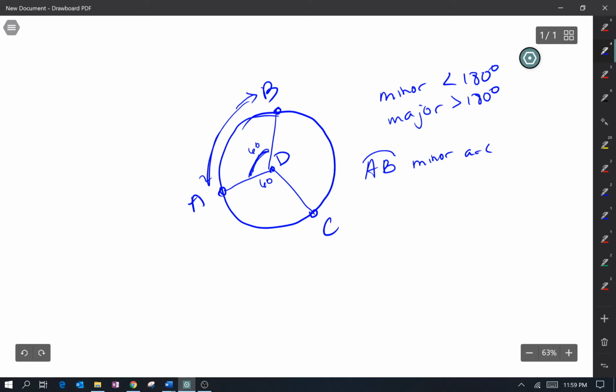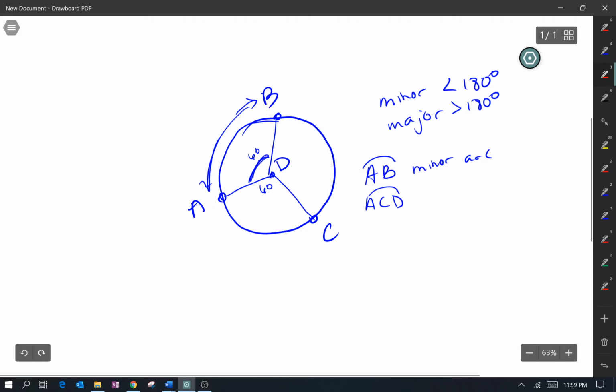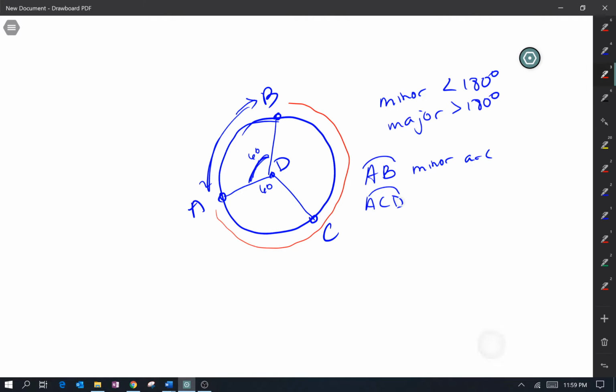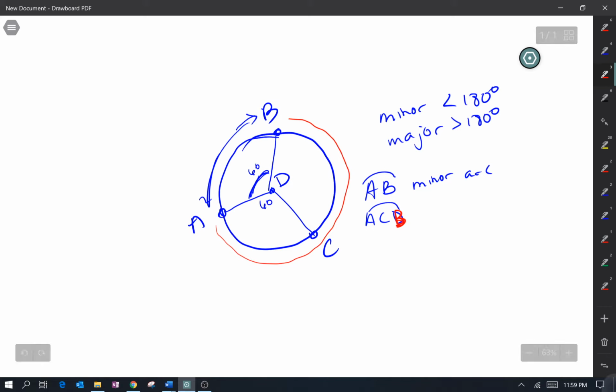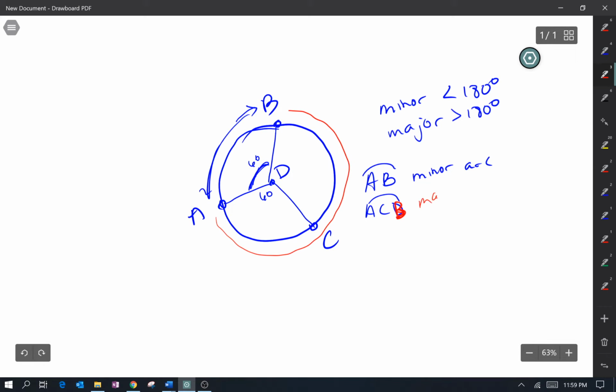Okay. Now, arc ACD. Now, you name them in the order. So look, ACD, or ACB. Sorry, not ACD. Let's change it this way. ACB. So ACB is this arc right here. ACB is a major arc, right?